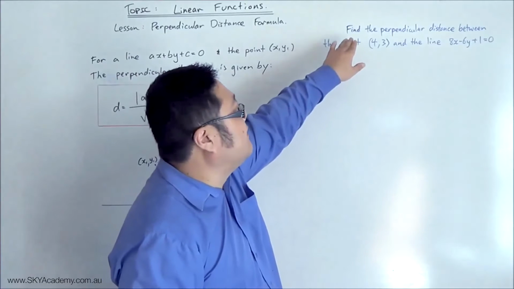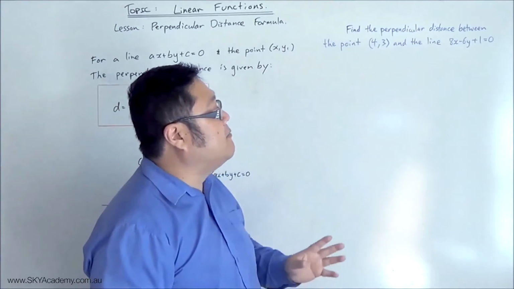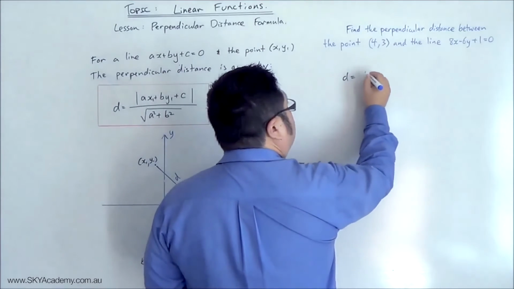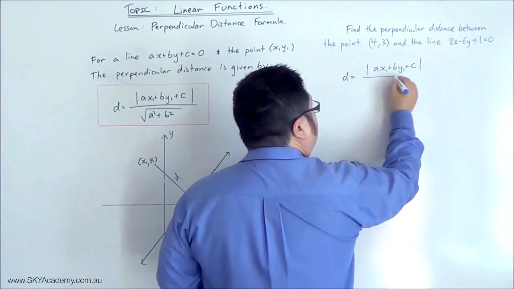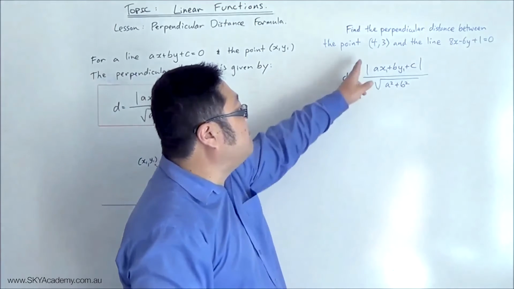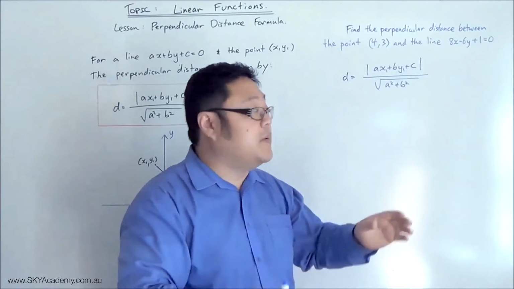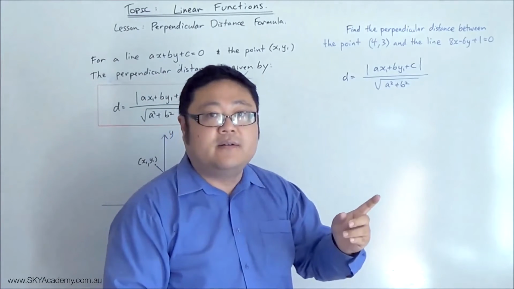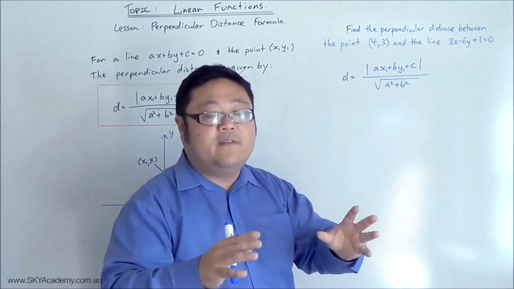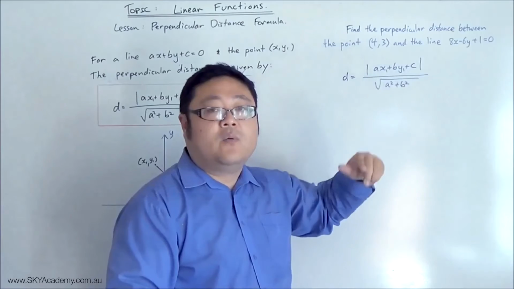The question says: find the perpendicular distance between the point 4, 3 and the line 8x minus 6y plus 1 equals 0. So here we go. You write the distance formula here: the absolute value of ax1 plus by1 plus c, all over the square root of a squared plus b squared. What do I mean by these two lines? You will recall they mean absolute value. Distance cannot be negative, so we put these lines there to say that if it is negative, we mean the positive version of it.